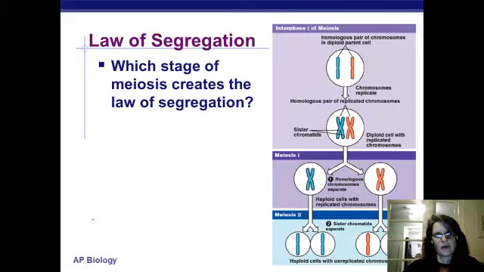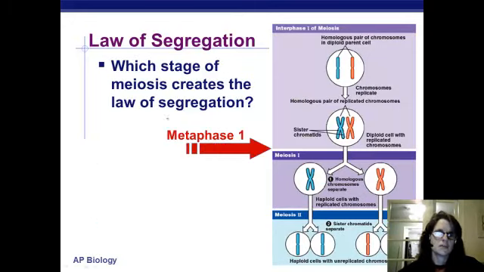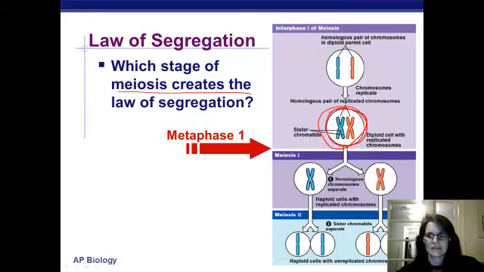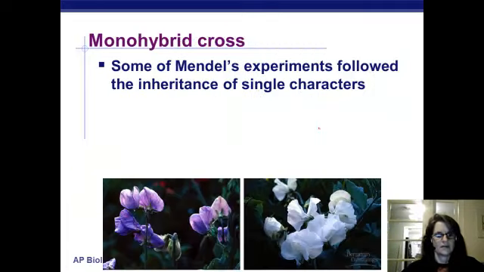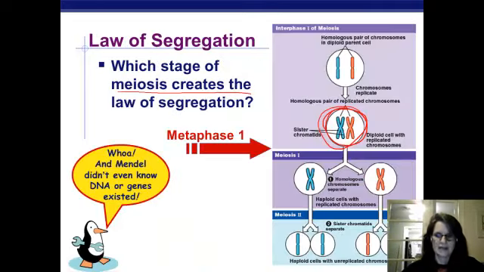Now, the law of segregation, you should know this. Which stage of meiosis creates that law? It is metaphase, essentially metaphase 1 into anaphase 1, where the homologous pairs separate. Okay? The homologous pairs separate. And Mendel predicted that even though he never ever saw it.